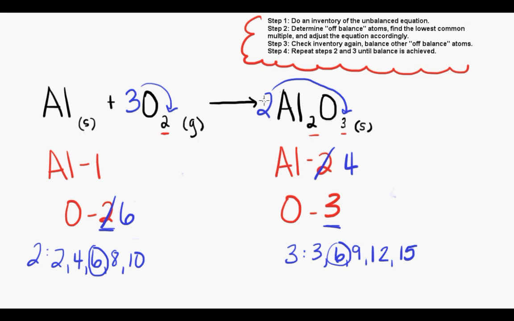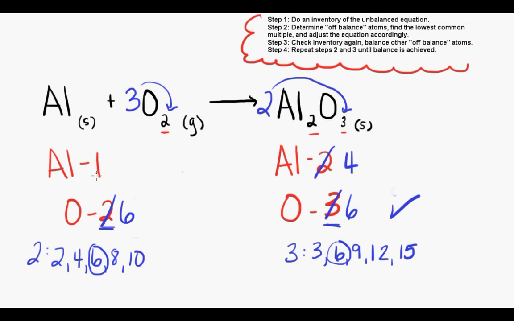And the same thing for oxygen. 2 times 3 is 6. So check your inventory now and you'll notice that you've balanced oxygen, which is great. Unfortunately, aluminum has been altered and it still isn't balanced. So that's our next step then, is to move on and balance our aluminums.